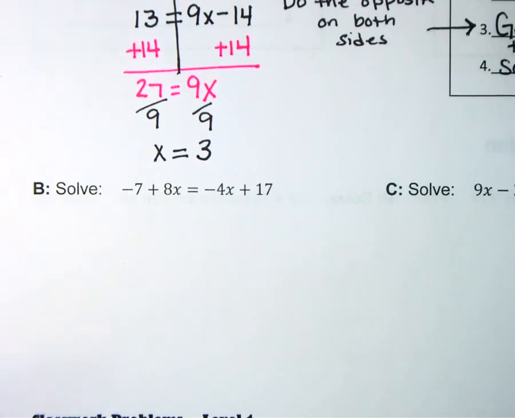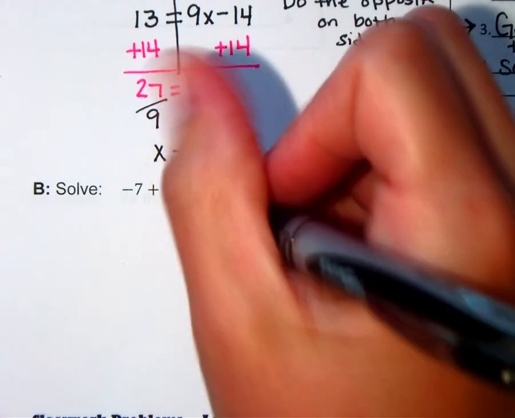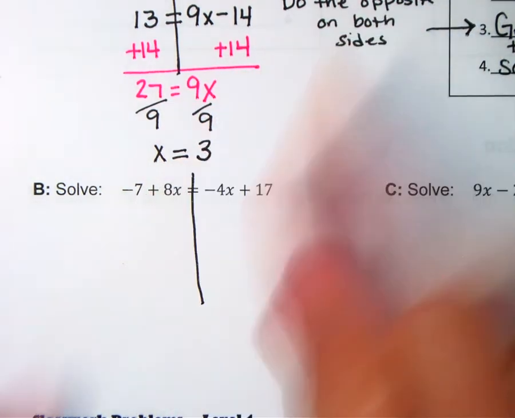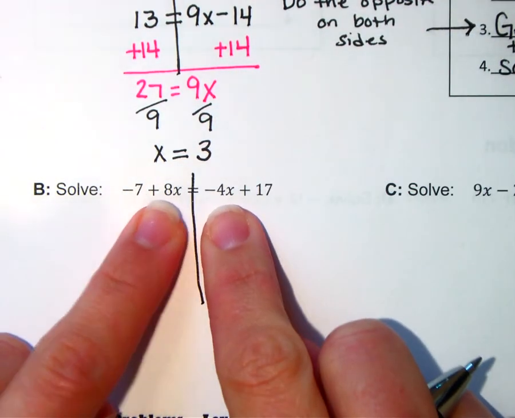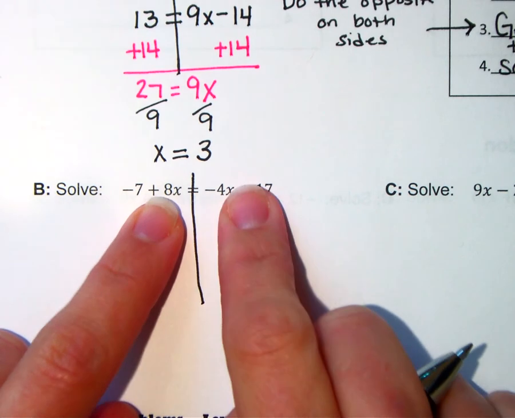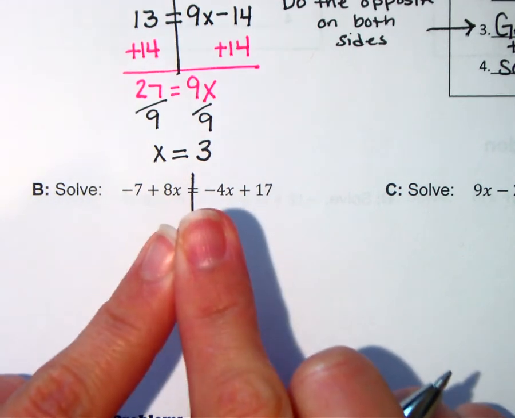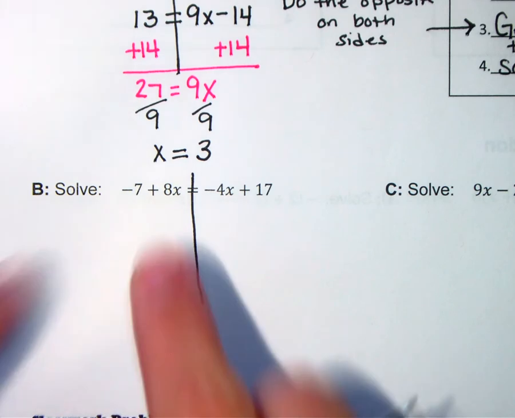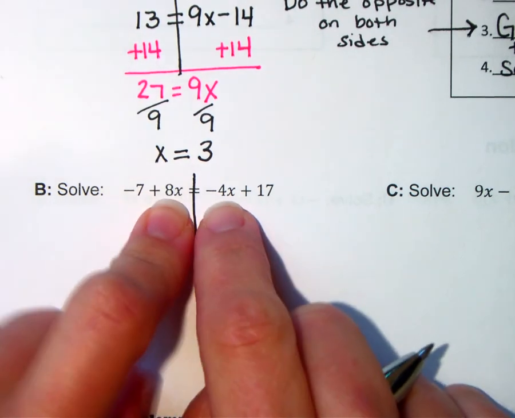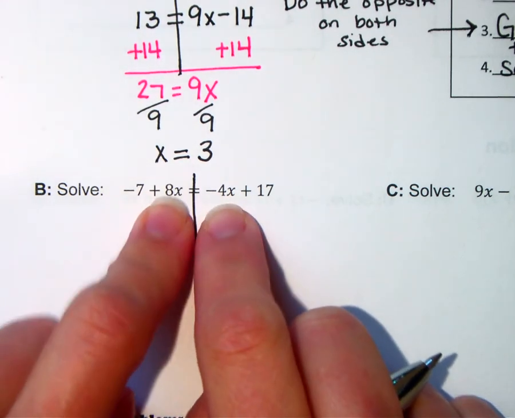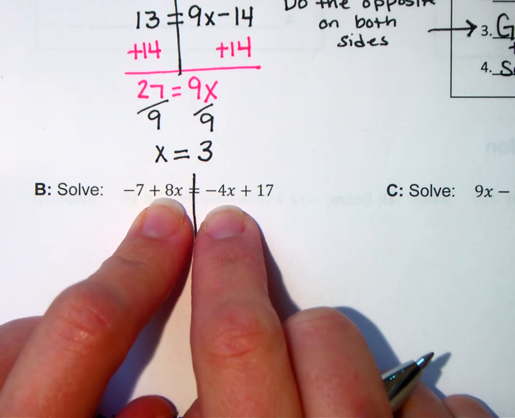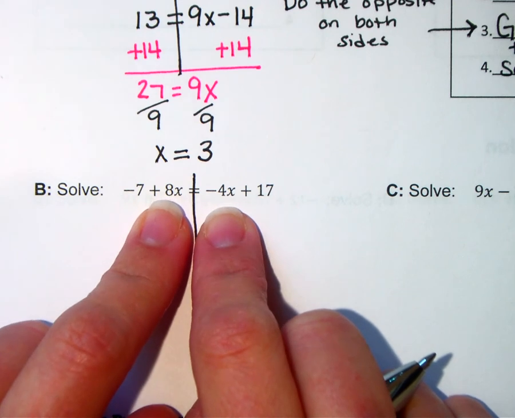Okay, let's go down to this example B. My x's are on opposite sides of my equal sign, because here's my line for the equal sign, so I have one on each side. So I can't just put them together. I can't just go 8 minus 4 is 4. I can't do that because they're on opposite sides. If they were on the same side, I could put them together, but they're not. So I've got to do the opposite.